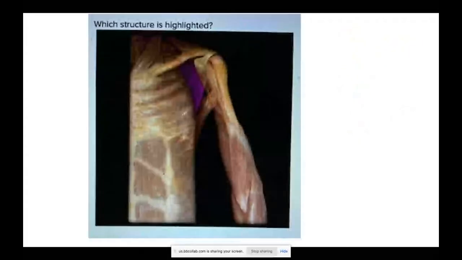All right, let's see if we can figure this out. Here's the clavicle, here's the rectus abdominis, so this is the front. And we see a muscle back here in front of the scapula. Which rotator cuff is that? Subscapularis.